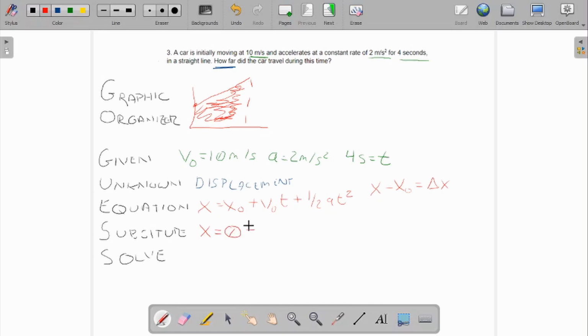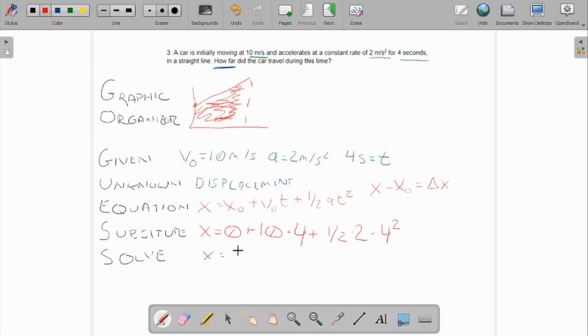Put the 0 in there that I implied just to be complete. 10 times 4, 10 from here, 4 from here, plus 1/2 times acceleration of 2 times 4, which is t squared. And when you go through this, remember your order of operations.